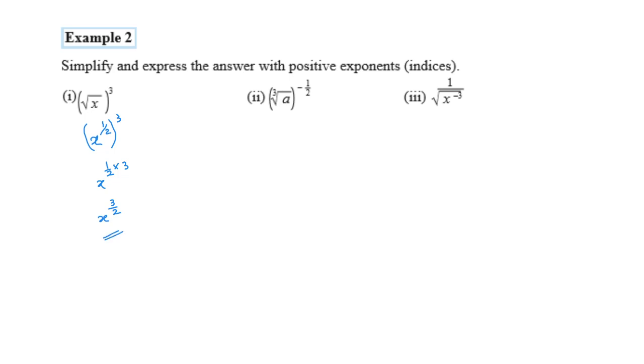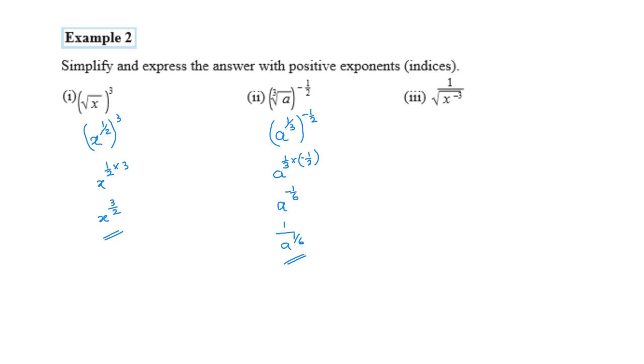Next, here you have cubic root of a. This one you can write as a to the power 1 third, and minus half. Then you can multiply powers. 1 third multiplied by negative half is equal to negative 1 over 6. You want to make this power positive, so you have to take the reciprocal, a to the power 1 over 6. This is your answer.